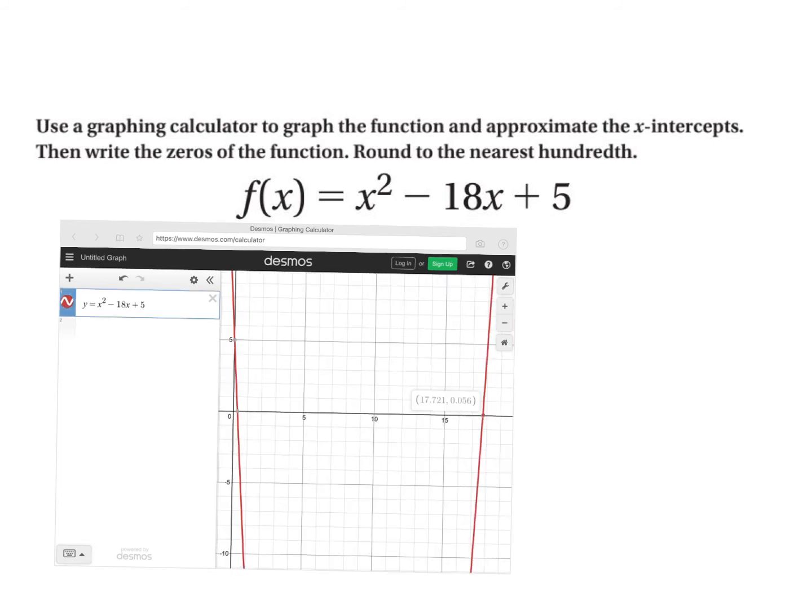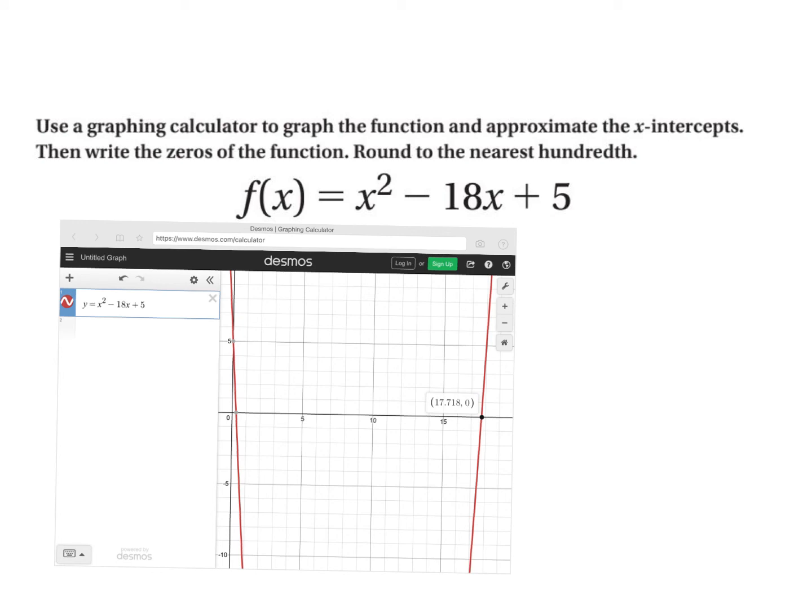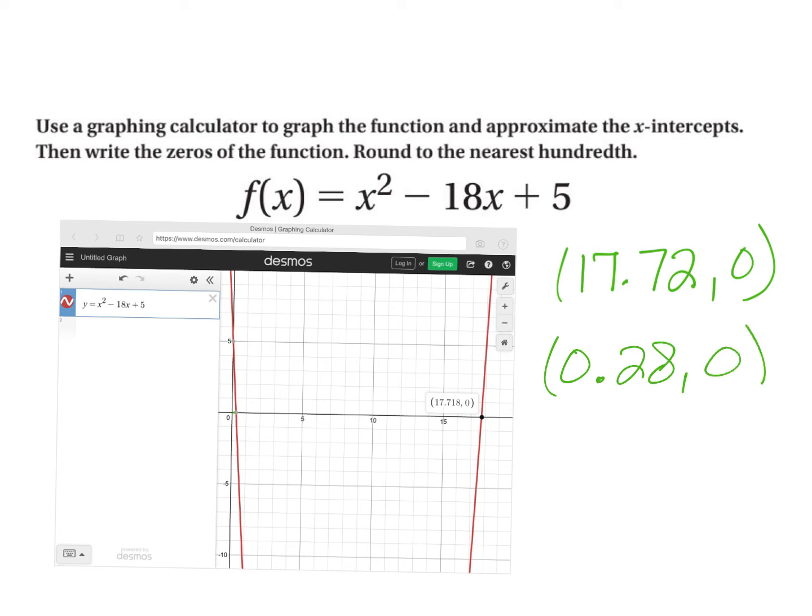I'm going to use, it says round to the nearest hundredth. So the first point would be 17.72 and then 0. While the other one, of course, it's not always going to be perfect whole numbers. This one would be 0.28. So sometimes you're going to have to use Desmos and estimate here.